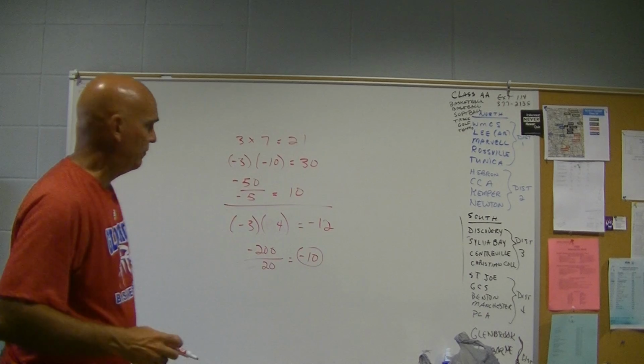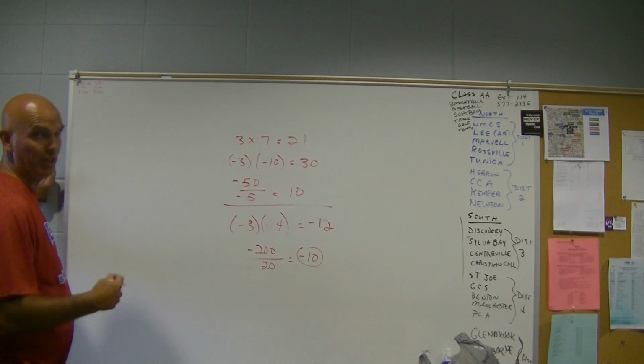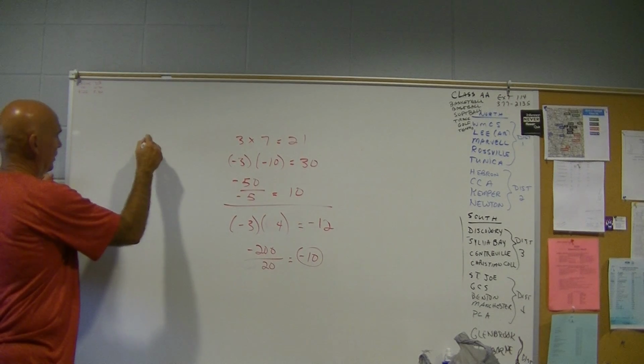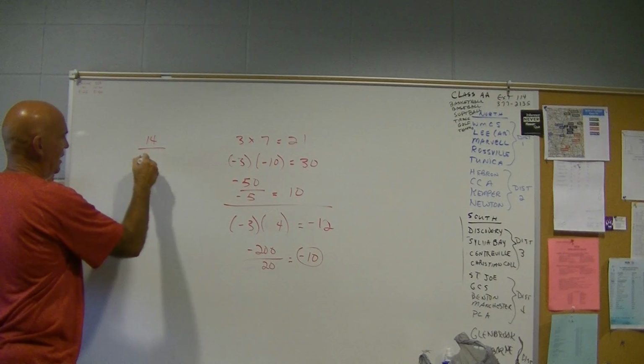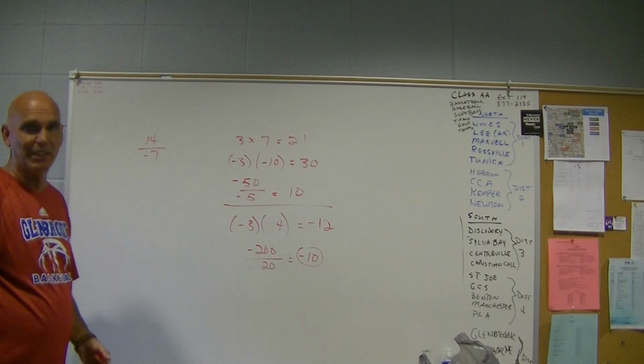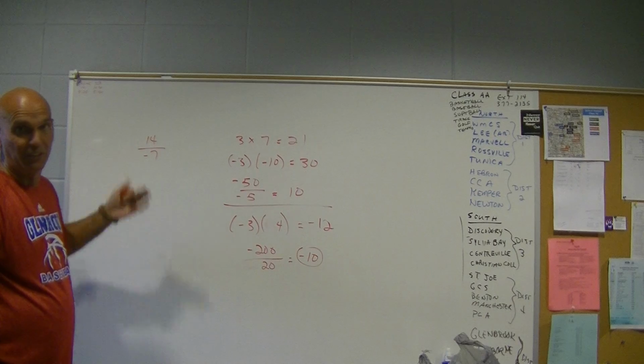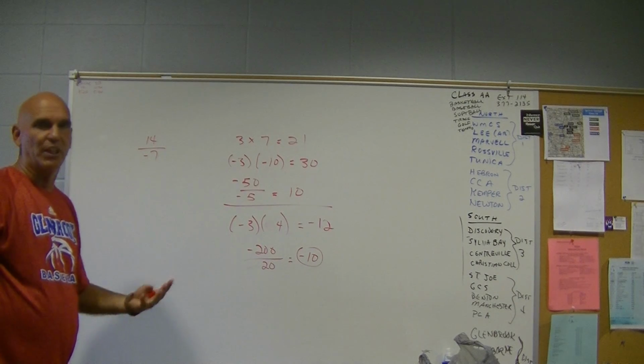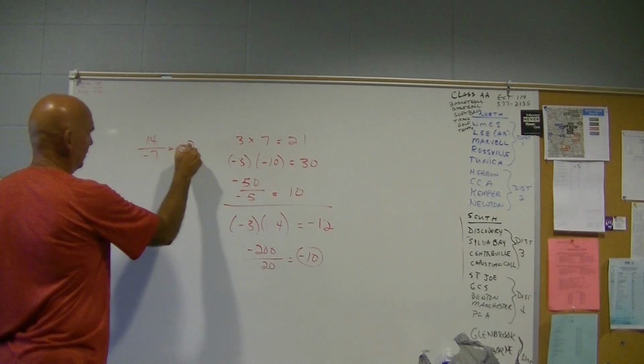And so if you, let's see, I'm trying to think of a way to make it more complicated. What about 14 divided by negative 7? 14 divided by negative 7. You're dividing. 14 divided by 7, of course, is 2. The signs are different, so you know it comes out to be negative.